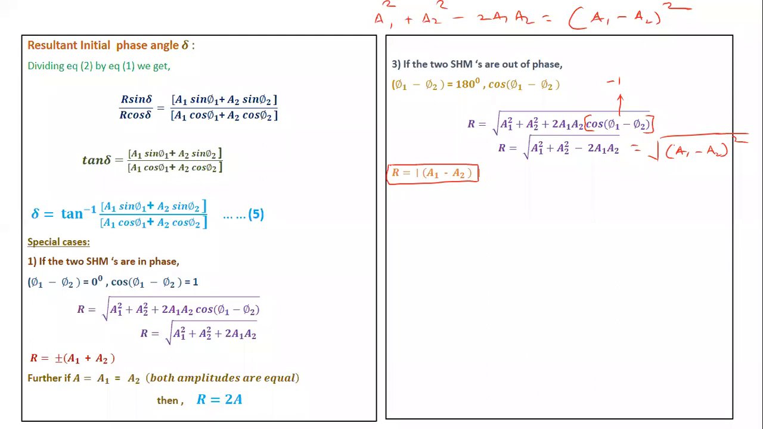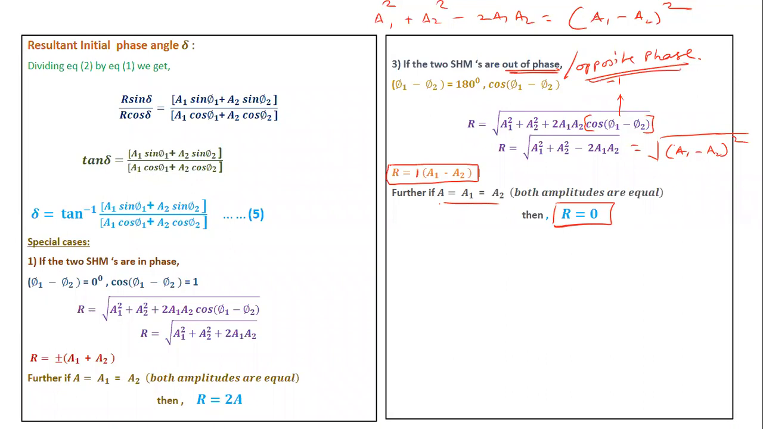Here we have written the modulus, which means we are considering the magnitude only. Now if a1 and a2 are both the same and equal to a, then a minus a is 0, so we get a resultant amplitude of 0. So remember one thing: if two SHM are in opposite phase or out of phase, then the resultant amplitude is a1 minus a2, and if both amplitudes are the same, the resultant amplitude is 0.